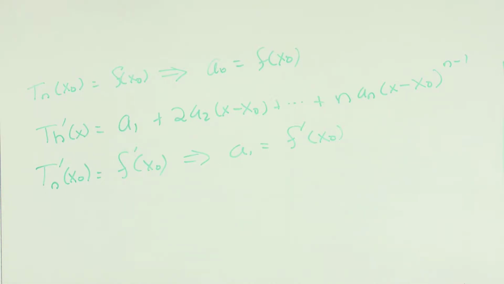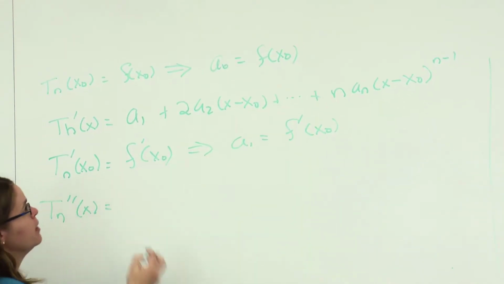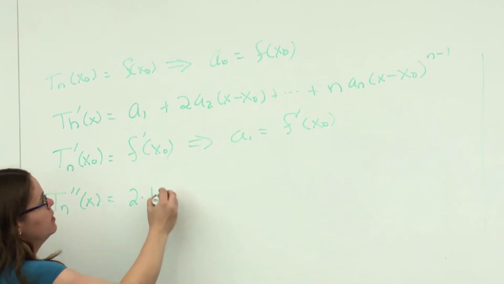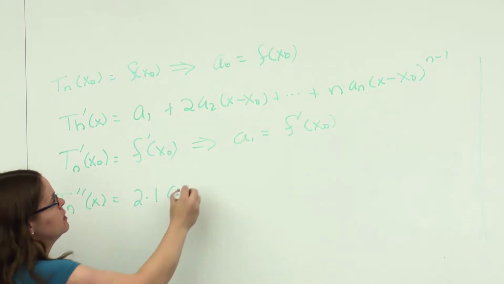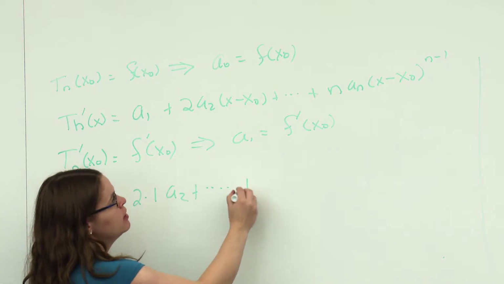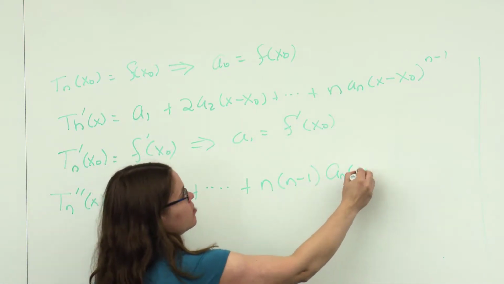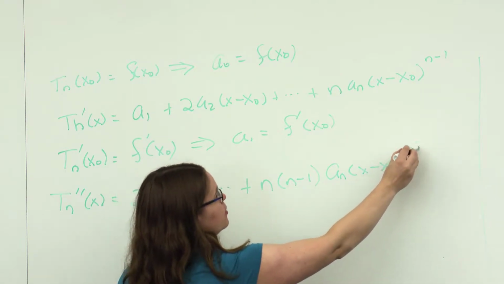Okay, I'll do one more, see if we can find the pattern here. So if n is bigger than 1, I've still got more coefficients around that I can try to match. So let's take another derivative, Tn double prime. This is going to be equal to 2, bring down a 1 here. So 2 times 1, a2, plus all the way down the list, n, we bring down the n minus 1, an times (x minus x0) to the n minus 2.